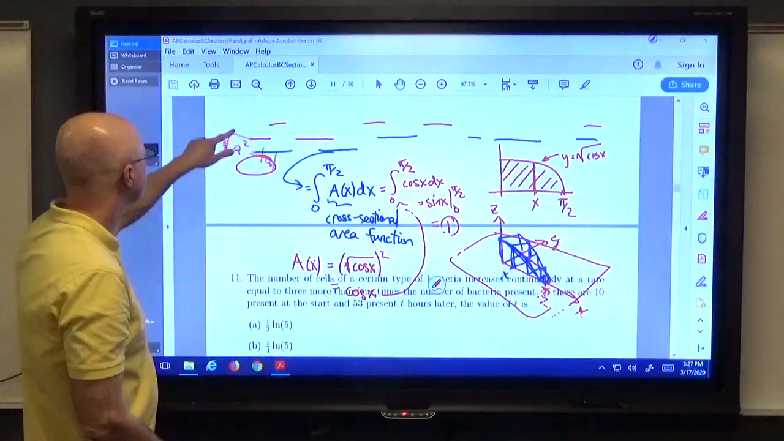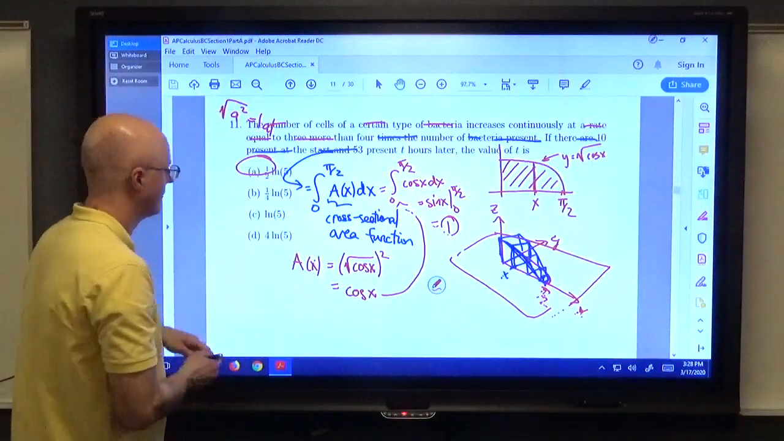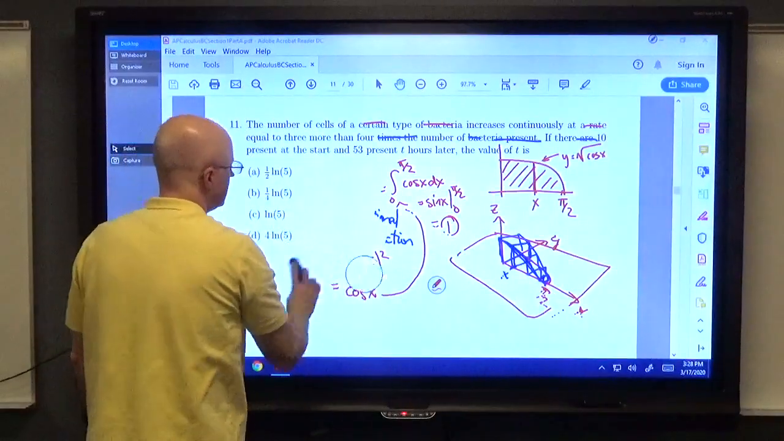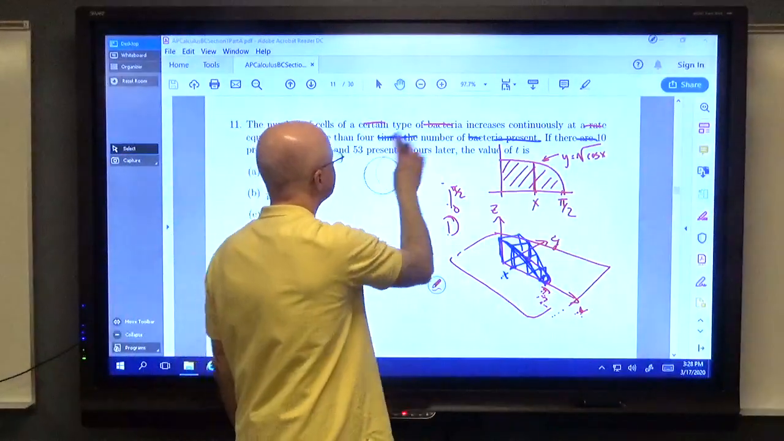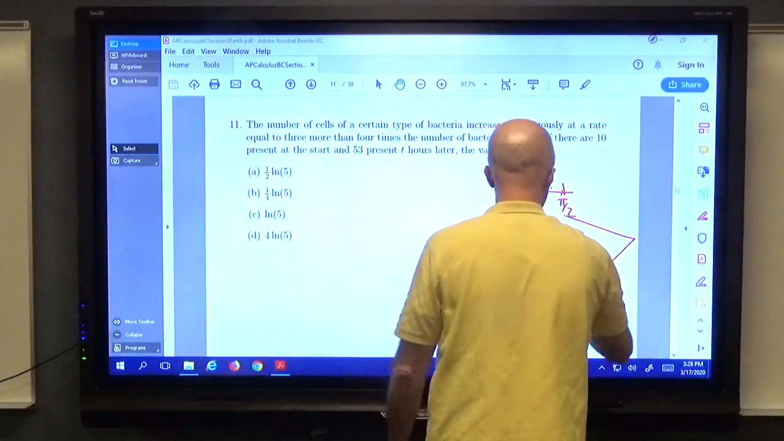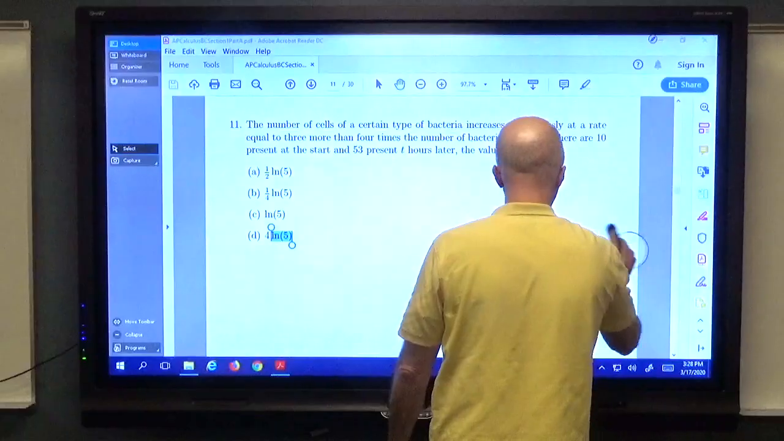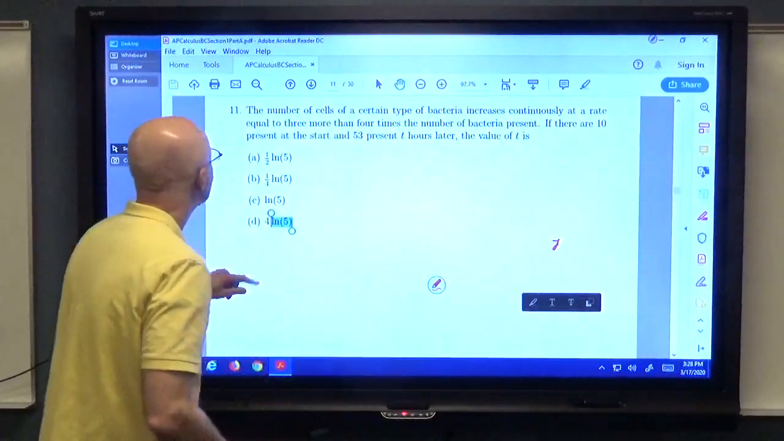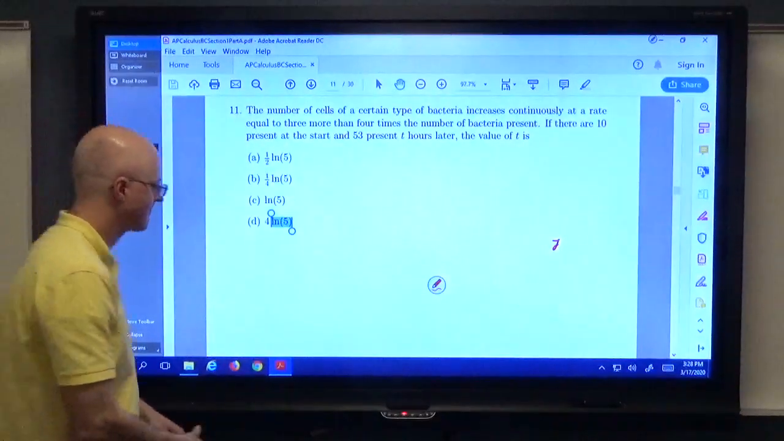On to number 11. This one's a bit of a pain. Pretty easy to make a mistake on, kind of like number 6. So hopefully I won't make a mistake this time. Try to do it right away without making a mistake.